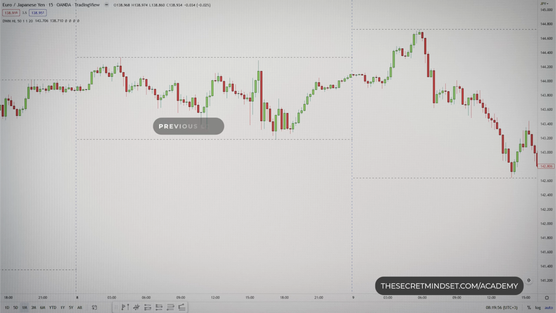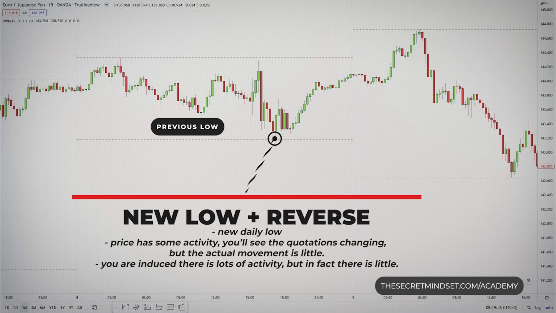If you were to take a trade in the area of the high or the low of the day, you might notice that price has some activity. You'll see the quotations changing, but the actual movement is little. The ticks are moving up and down, suggesting that there's lots of activity, but in fact there is little movement. In this case, a reversal might be on the cards.